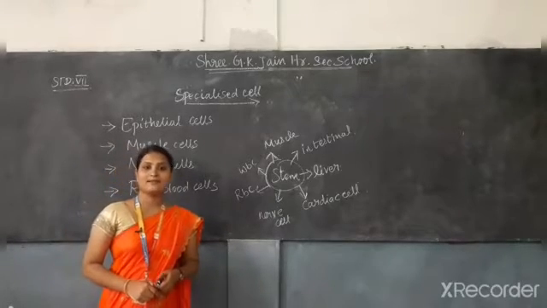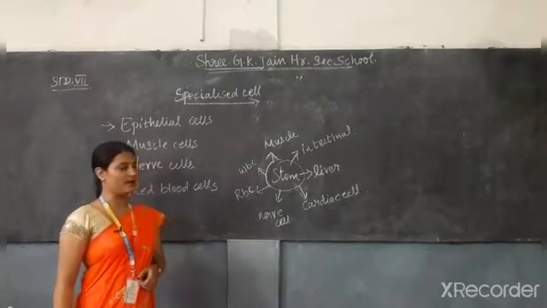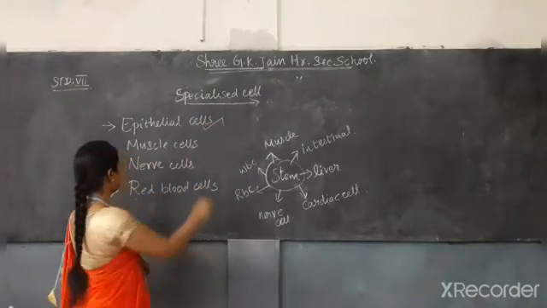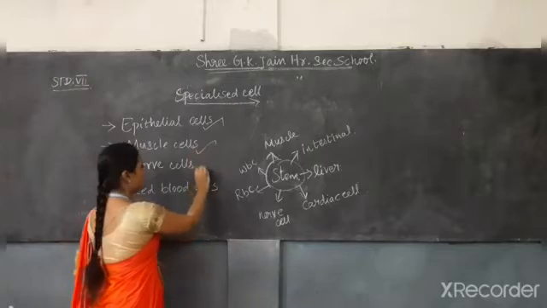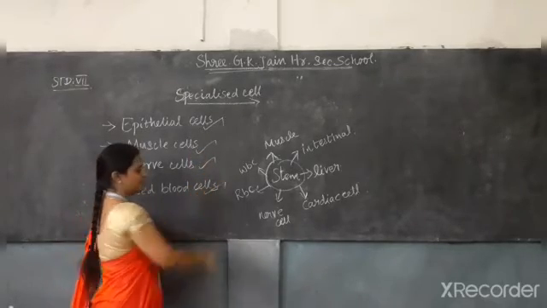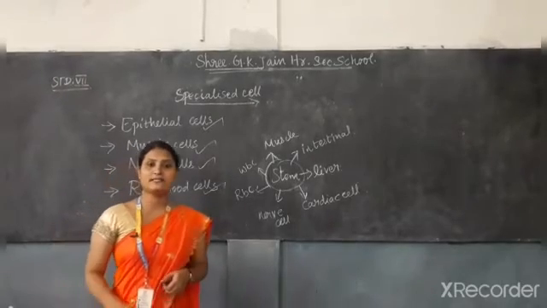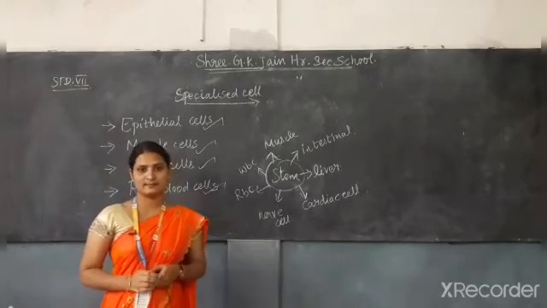What are the specialized cells we have in our body? See, the epithelial cells, muscle cells, nerve cells and red blood cells. About these types of specialized cells we will discuss with pictures.